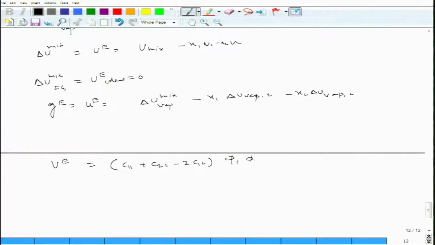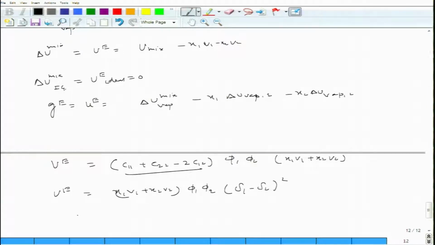Phi 1, phi 2, x1 V1 plus x2 V2. Okay, right. And now, what I can do is I also can write this as x1 V1 plus x2 V2 and this phi 1 phi 2, and this can be written as delta 1 minus delta 2 square. And what is delta here?